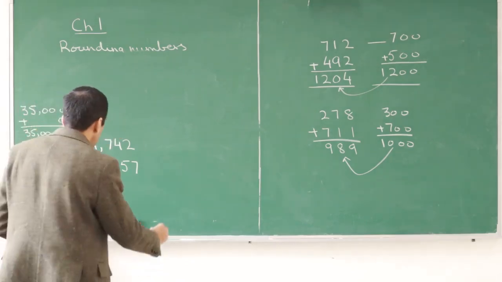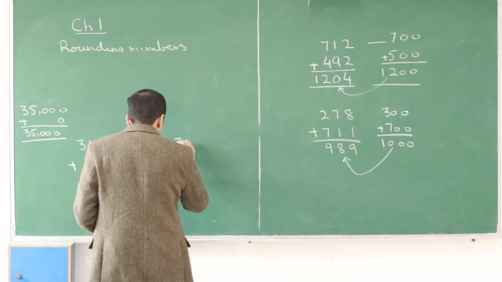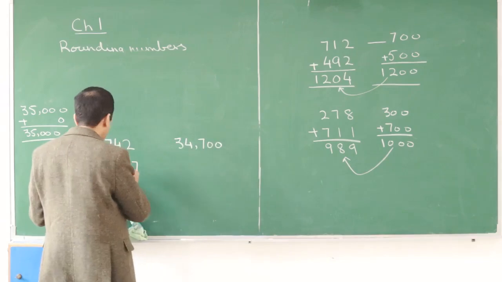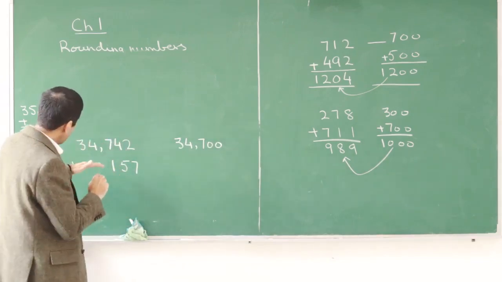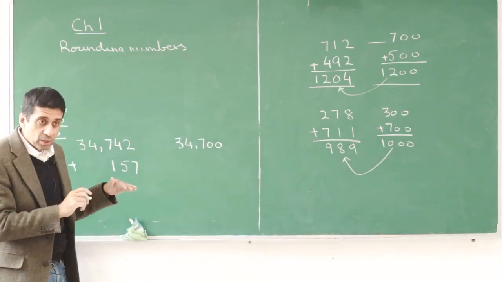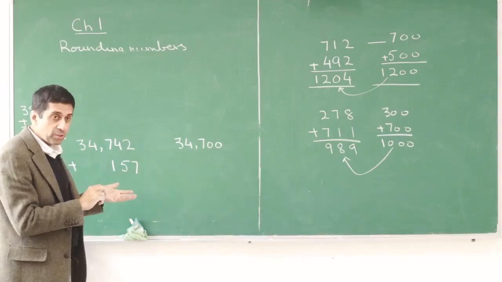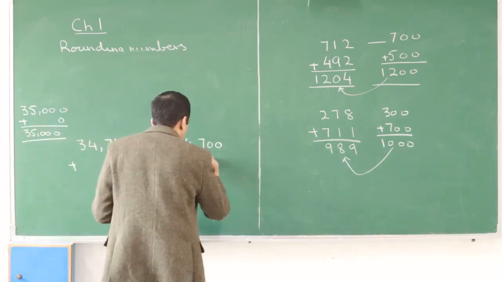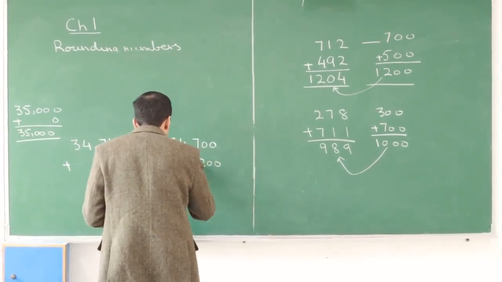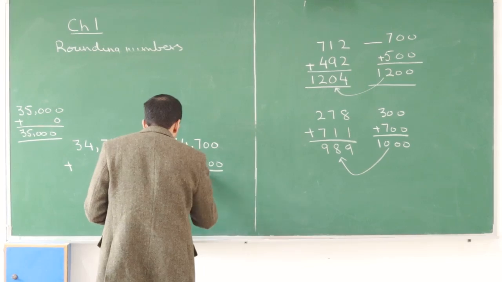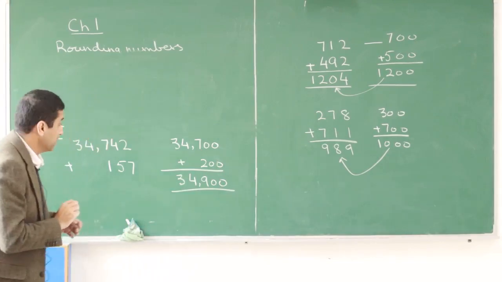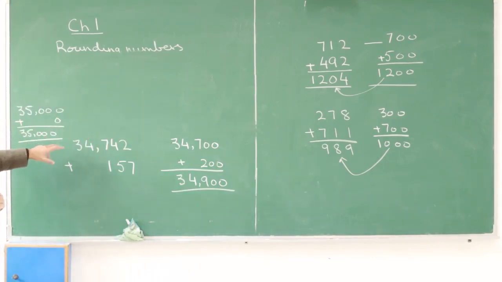So what's the approximation? 34,700. Yes, so this is 34,700, to the nearest 100 we are saying. And what about 157? If I approximate it to the nearest 100, what will it be? 200. So when you add them up, what do you get? 34,900, right? Which is not the same as when I approximate this number to the nearest 1,000.